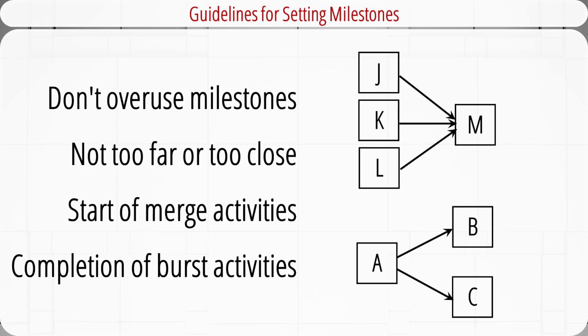For example, on the right side, the start of merge activity M indicates a significant amount of activities such as J, K, and L have already been completed. The completion of burst activity A indicates a significant amount of activities such as B and C are about to start.